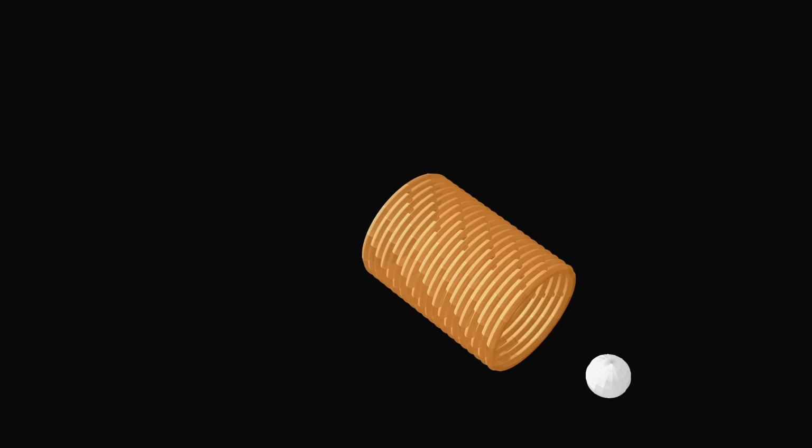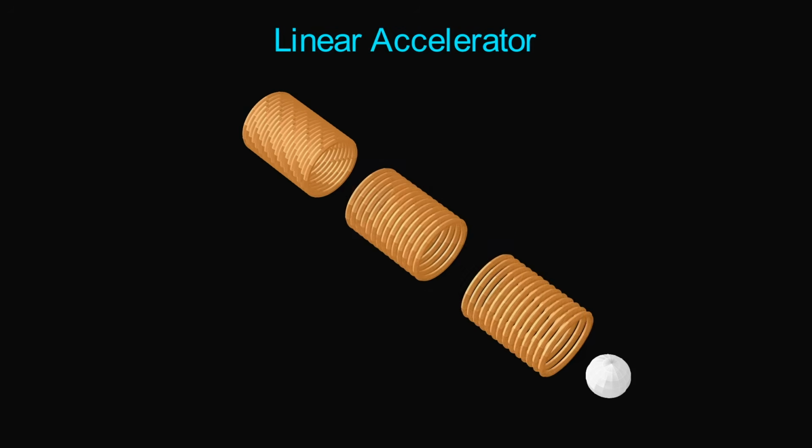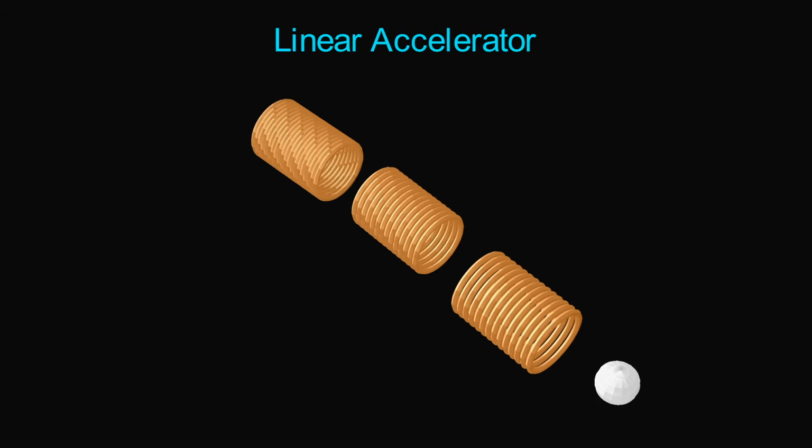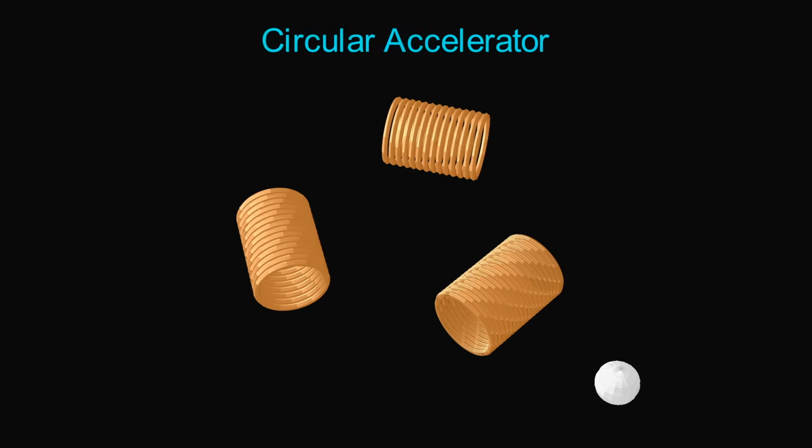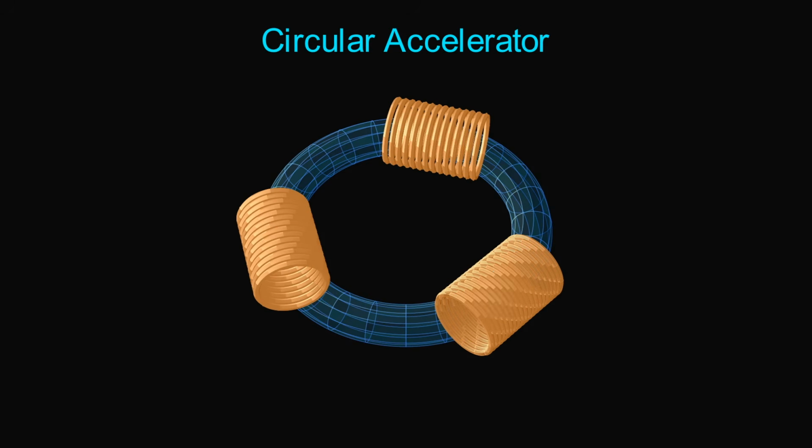By placing many accelerating structures in a straight line, particles get a small boost of energy at each stage. Together, this forms a linear accelerator, allowing very high energies to be reached. The same idea can also be used in a circular accelerator, where particles pass through the same structures again and again, gaining energy with each pass.